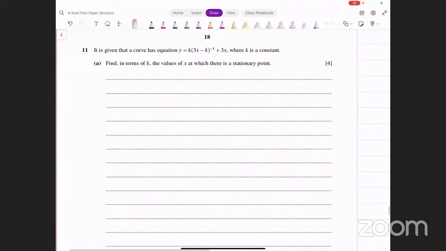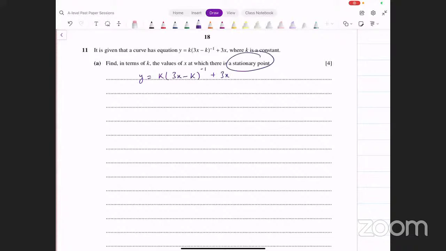Question number 11. It's given that a curve has equation y equals k into 3x minus k whole raised to power minus 1 plus 3x, where k is a constant. Find in terms of k the values of x at which there is a stationary point. So we have to differentiate this. I think अभी तक differentiation का कोई question नहीं आया था पीछे. So we have the curve y equals k into 3x minus k whole raised to power minus 1, plus 3x. That's the function.